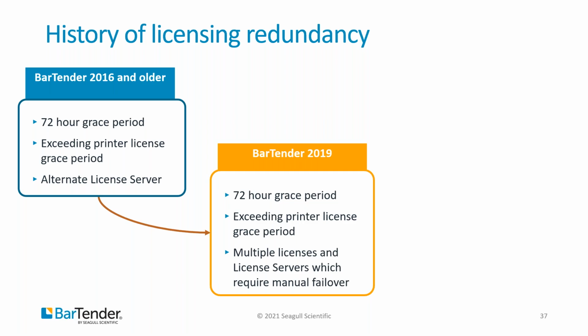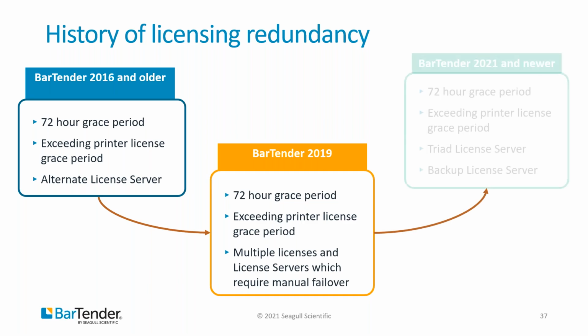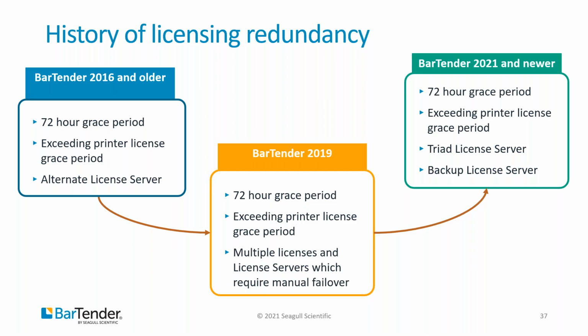So it was possible to manually fail over your BarTender client to point to a different computer running a different license server. But that required manual intervention. And of course, we needed to have an automatic failover. So this is where in BarTender 2021, we have introduced our triad and backup license servers for automated failover redundancy. Of course, the grace periods are retained as before.